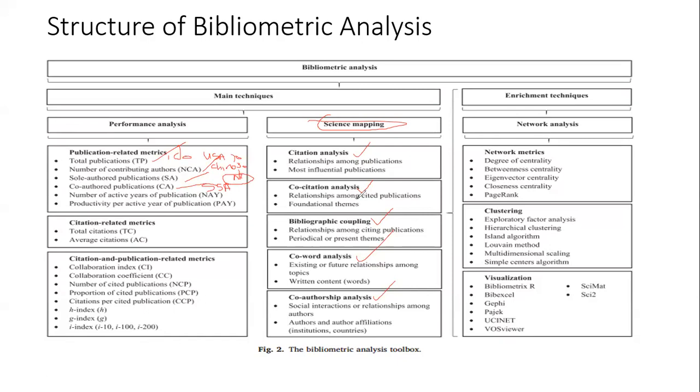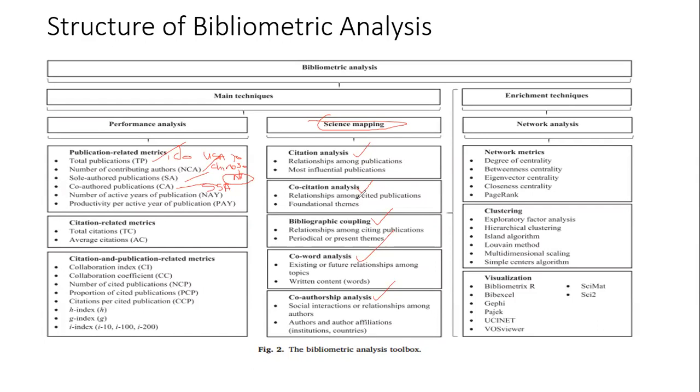So this will give us the relationship amongst topics. When we do a co-word analysis, what we are simply saying is that there is a possibility that if we use the word accounting, and the word accounting has been used in another paper, or accounting education has been used in this paper, and it has also been used in that other paper, then probably the authors are talking about accounting education.